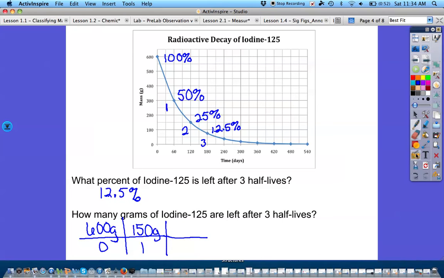Or, sorry, that's my bad. Got ahead of myself there. We have 300 grams remaining. Half of that is 150, which is what we would have at our second half-life. And then third half-life, we have half of that remaining, so we have 75 grams remaining.